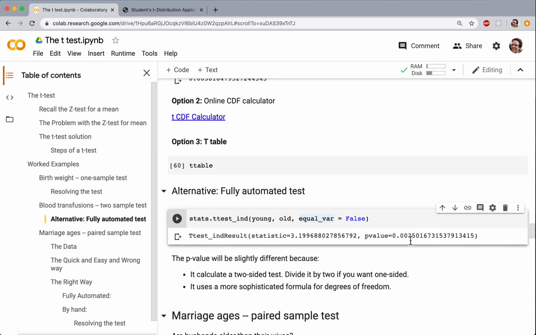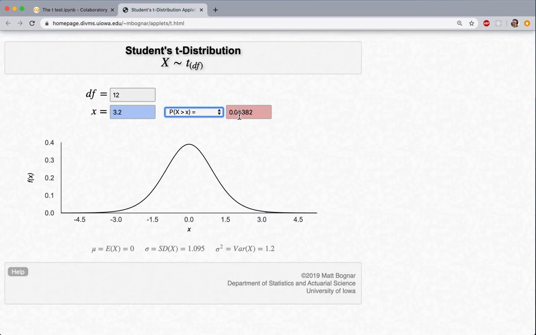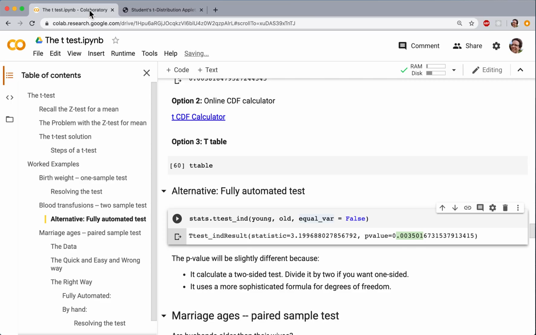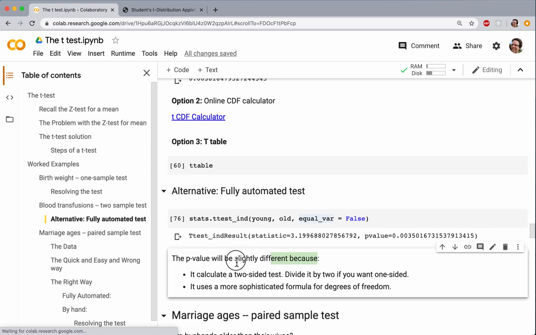And notice that the test statistic is about 3.2 as before. But notice that the p-value is not the same as the p-value that we got here, 0.00382. It's just a little bit different. And there are actually two reasons why the p-value will be slightly different, and I want you to understand.